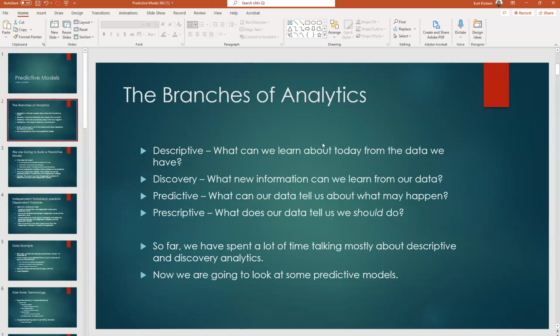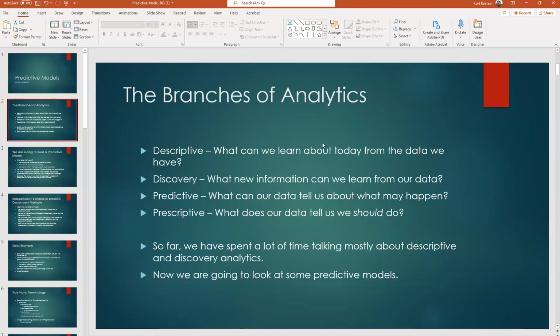Discovery is what new information can we learn from our data, and that's kind of what data mining is about. It's about seeing what is in the data that may not immediately step out to us in the descriptive tools, but we can find good, useful information that is hidden. Predictive is part of that discovery process, but it's also set out as a separate branch because it's so important. And I think as we go through this presentation, you'll start to understand and see where predictive can really take us.